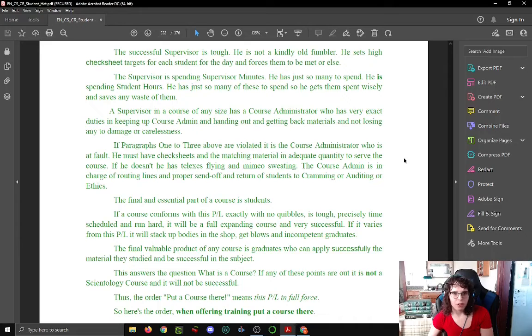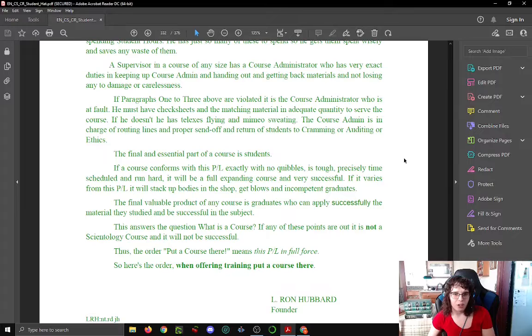A supervisor in a course of any size has a course admin who has very exact duties in keeping up course admin and handing out and getting back materials and not losing any due to damage or carelessness. If paragraphs 1 to 3 above are violated, it is the course administrator who is at fault. He must have check sheets and the matching material in adequate quantity to serve the course. If he doesn't, he has telexes flying and mimeo sweating. The course admin is in charge of routing lines, communication lines, and proper send-off and return of students to cramming or auditing or ethics. The final and essential part of a course is students.